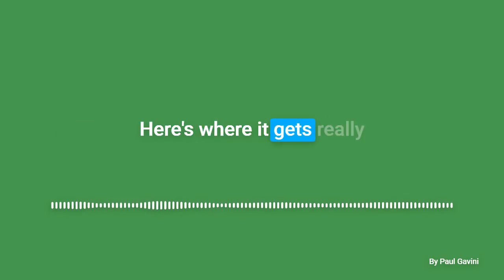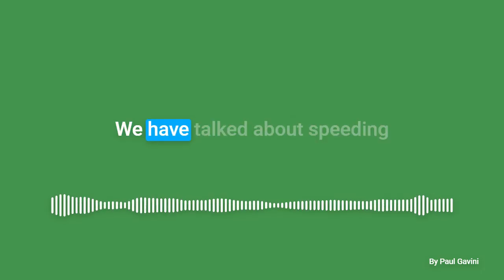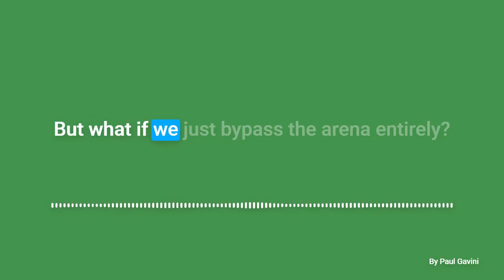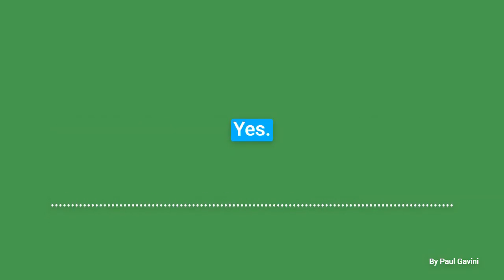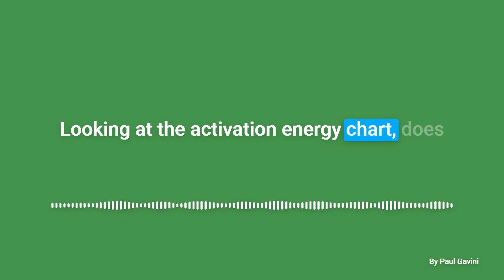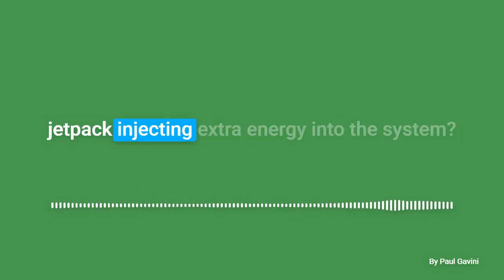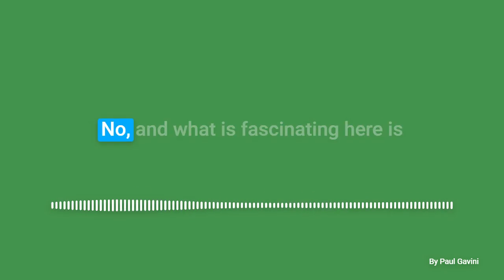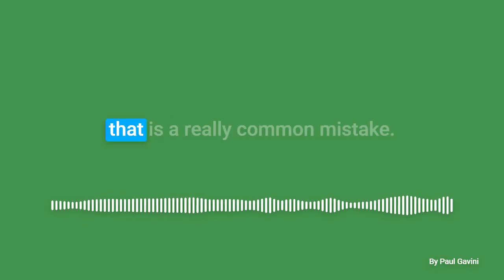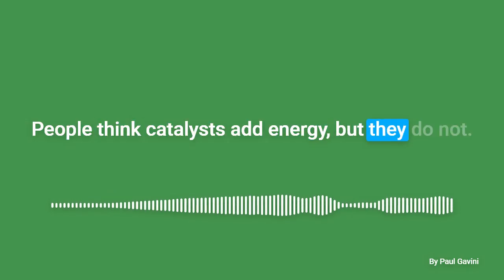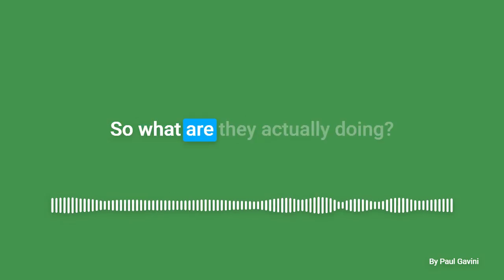Okay, here's where it gets really interesting to me, though. We have talked about speeding up the cars, crowding the arena, maximizing the exposed targets, but what if we just bypass the arena entirely? Ah, you mean catalysts. Yes. Looking at the activation energy chart, does a catalyst act like a microscopic jetpack injecting extra energy into the system? No, and what is fascinating here is that is a really common mistake. People think catalysts add energy, but they do not. Wait, really? So what are they actually doing?